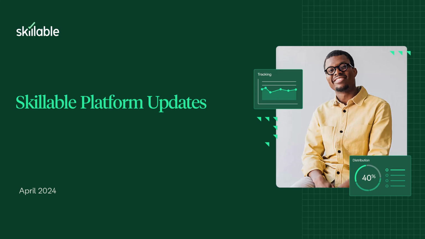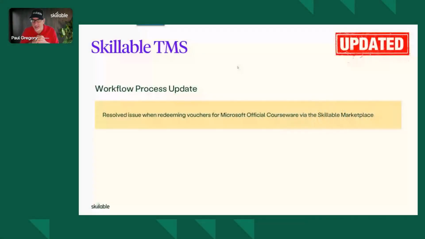So if we start off, we're looking at the Skillable TMS, really specific use case here. It's possible this doesn't apply to anybody that's on here, but it's just important. We had a workflow process issue. So some of you might or might not be aware, we have something called Skillable Marketplace. Skillable Marketplace is a tool where customers can put their labs and have other people buy them. So it's actually a format you can use to get your lab sold.